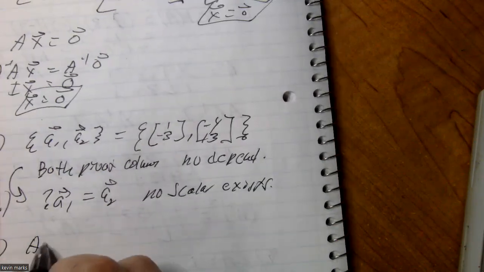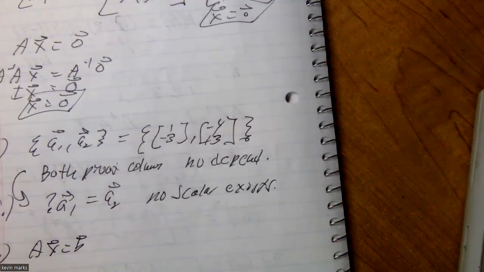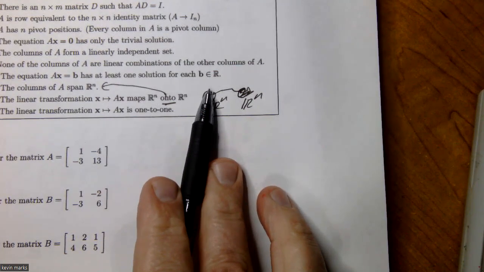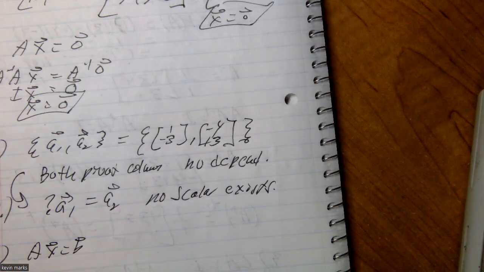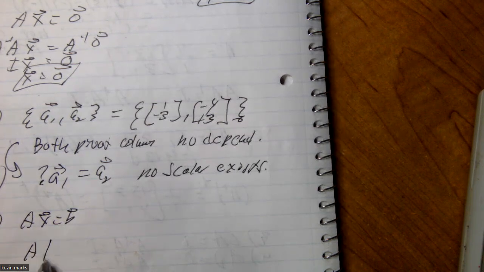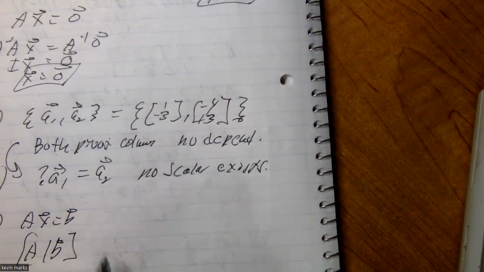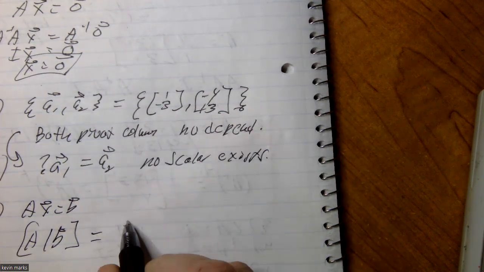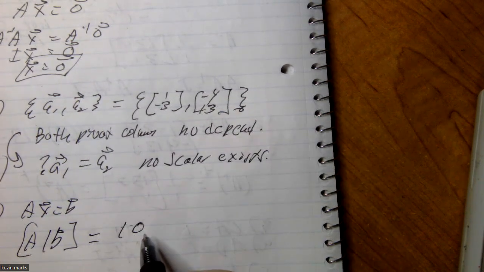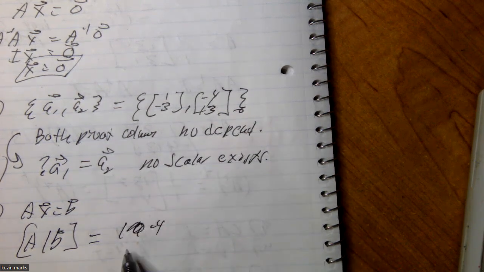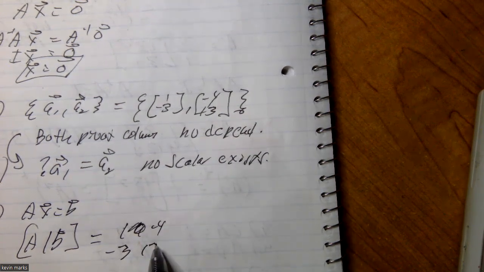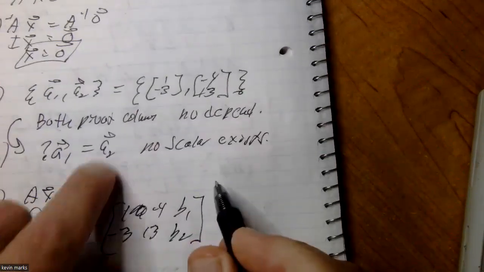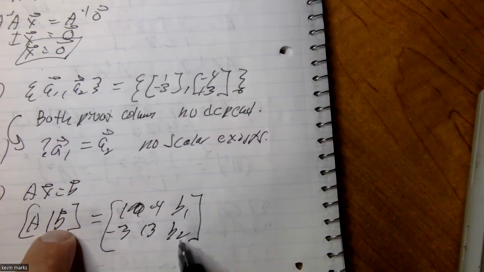If you were to take this Ax equals b, would this have at least one solution for every single b? Sure. One way you could do that is you could take A and augment it with b, no matter what b is, any b you want of the appropriate size. You could take it and do 1, 0... No, what am I doing? Oh, no, it's 1, -4, -3, 13. And imagine there's a b1 here, b2 here. Whatever this vector b is, no matter what it is, I can set it up.